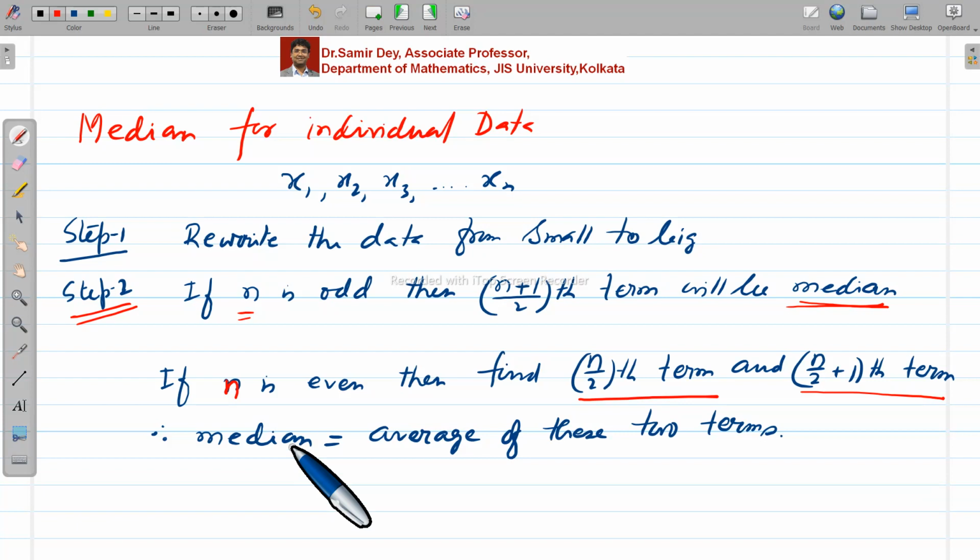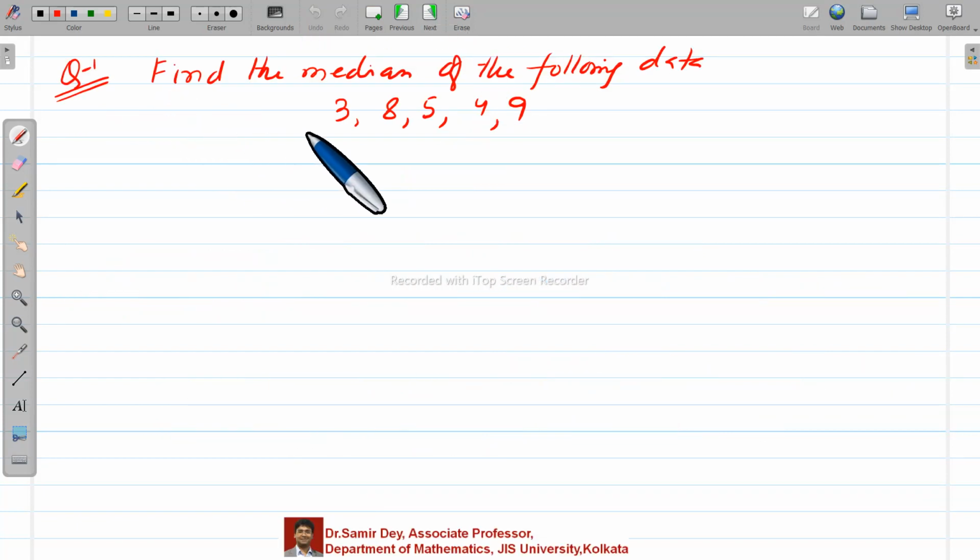Clear? Now I am going to solve one question. Find the median of the following data. Clear? So first you need to check whether all data are in form or not. Form means small to big or big to small. So my choice is small to big. But here you can see 3, 5, 8, 5, 4, 9. So this data are not in form, standard form wise.